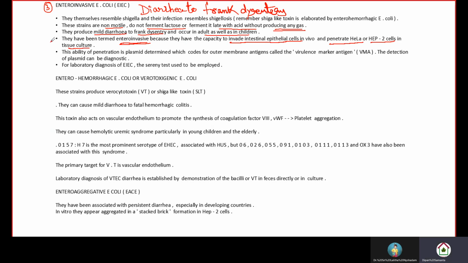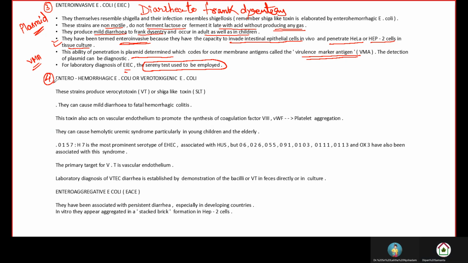They penetrate HEp-2 cells in tissue cultures. This ability of penetration is plasmid determined, and it codes for an outer membrane antigen called virulence marker antigen. So VMA, virulence marker antigen, is associated with enteroinvasive E. coli. The detection of plasmid can be diagnostic. For laboratory diagnosis of EIEC, the Sereny test used to be employed. Sereny test.